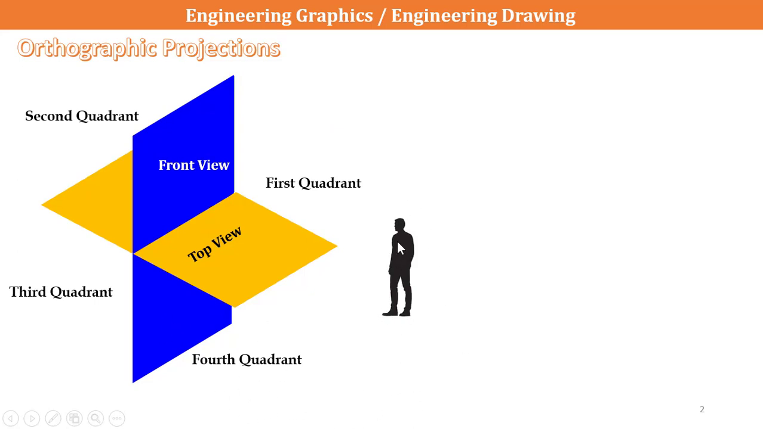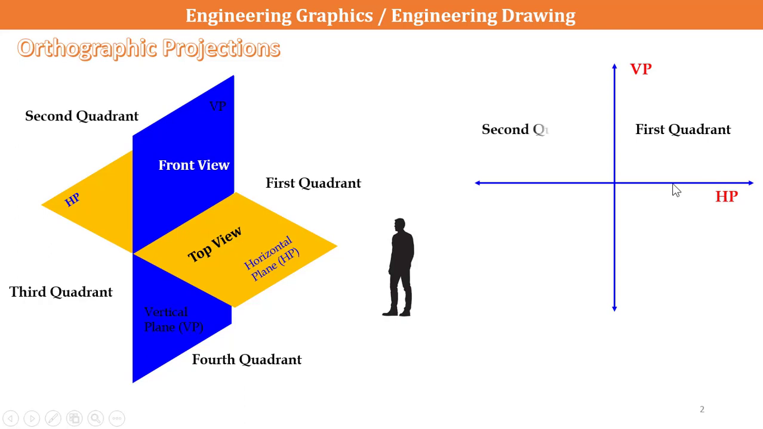A person is going to see here. If he is seeing from this surface, we will term it a top view. If he is seeing from the front surface, since the person is here, we will term this a front view. Here we have two particular things we should be very thorough with. This surface is horizontal to the axis of earth, that's why we term it the horizontal plane, and this one is vertical, so we term it the vertical plane. So VP and HP: vertical plane and horizontal plane. Next, we can represent this as first quadrant, second quadrant, third quadrant and fourth quadrant on the axis.